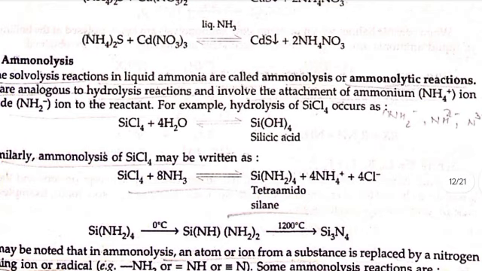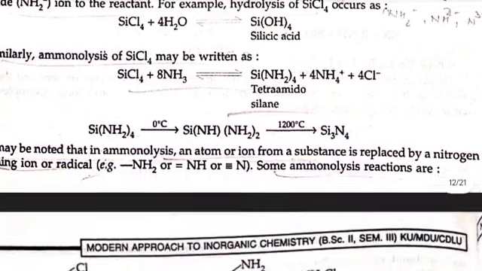Ammonolysis. The solvolysis reactions in liquid ammonia are called ammonolysis or ammonolytic reactions. These are analogous to hydrolysis reactions and involve the attachment of ammonium ions or amide ion to the reactant. For example, hydrolysis of SiCl4 occurs as SiCl4 plus 4H2O gives silicic acid. Similarly, ammonolysis of SiCl4 may be written as SiCl4 plus ammonia gives tetraamidosilane plus ammonium ion and chloride ion.